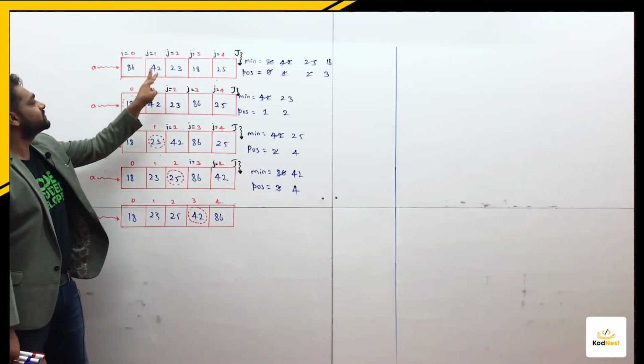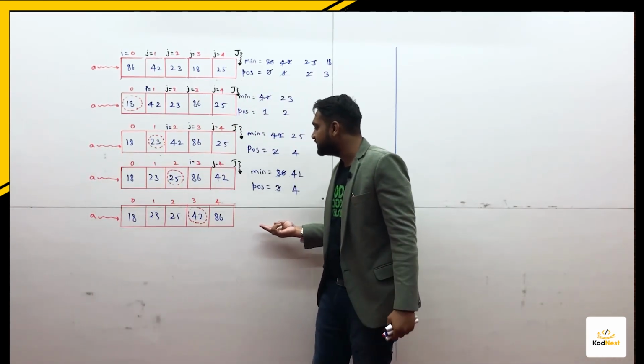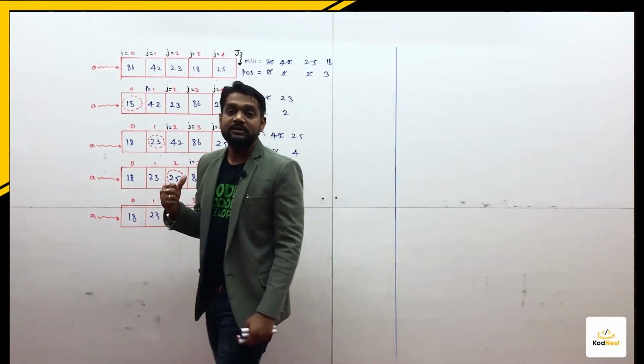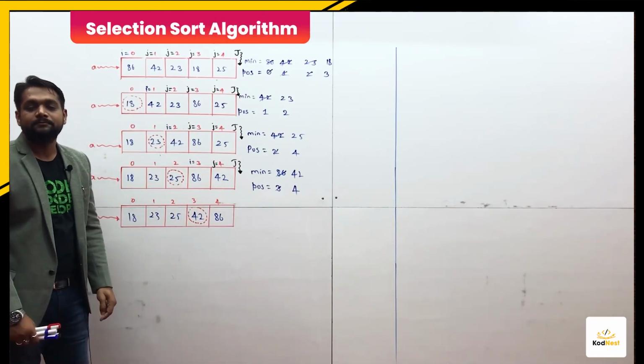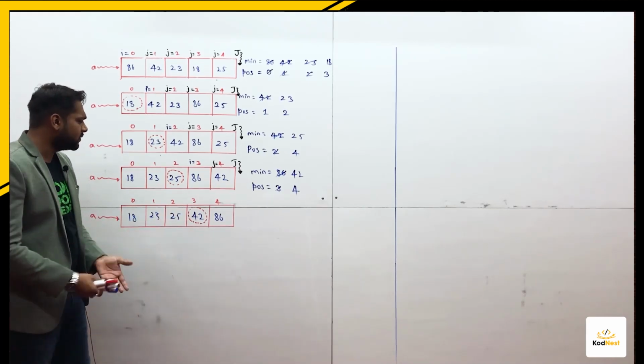Initially what was it? 86, 42, 23, 18, 25. We are successful in arranging the elements in ascending order. Now whatever you are seeing here, this is how your selection sort algorithm would work. Logically you can think about when to stop, or you only see.